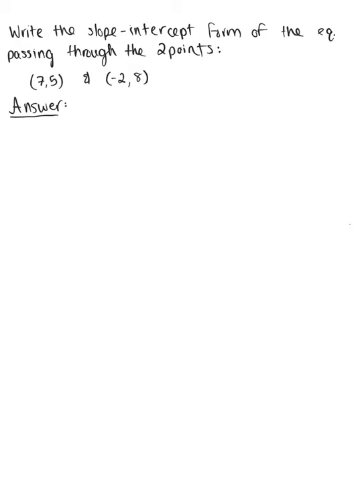So in this question, we are asked to find the slope-intercept form of the equation of the line passing through the 2 points (7, 5) and (-2, 8). So the goal here is to find our slope-intercept form. So we want to look for the equation y = mx + b.